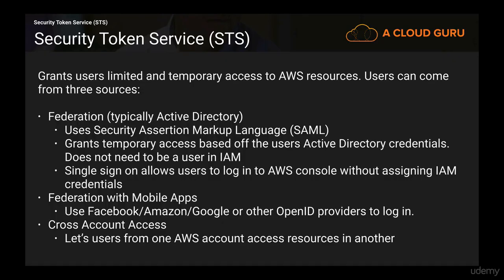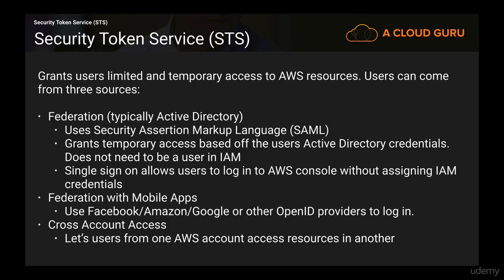Basically, it grants users limited and temporary access to AWS resources. Users can come from 3 different sources. So Federation, which is typically Active Directory, that uses Security Assertion Markup Language, which is abbreviated to SAML, and it grants temporary access based off the user's Active Directory credentials. It does not need to be a user in Identity Access Management, and it also allows a single sign-on for users to log into the AWS console without assigning IAM credentials.